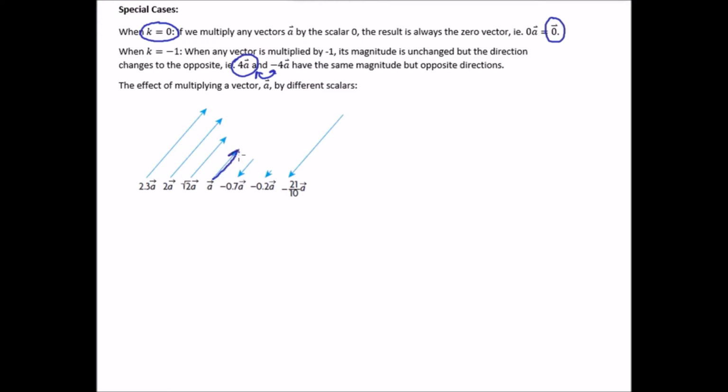Here's an example. This right here is your baseline, your vector A. Negative goes in the opposite direction, so this is going down, and then 0.7 is going to be shorter. Negative going down, 0.2, even shorter. Negative going down, but 21/10 is greater than 1, so it's going to be longer. Take a look likewise at these ones here.